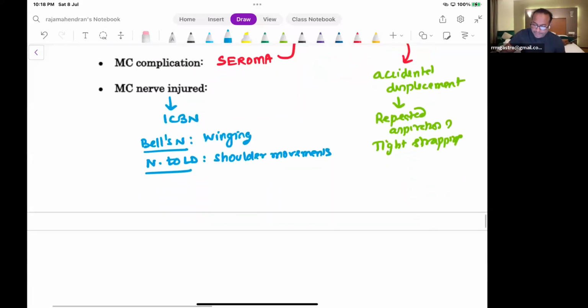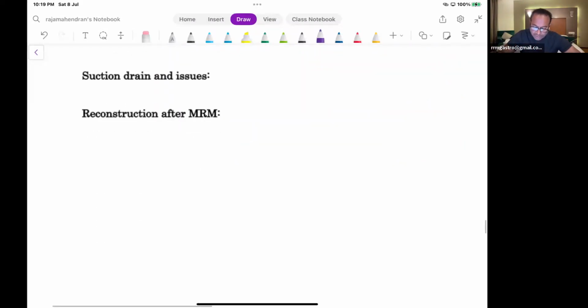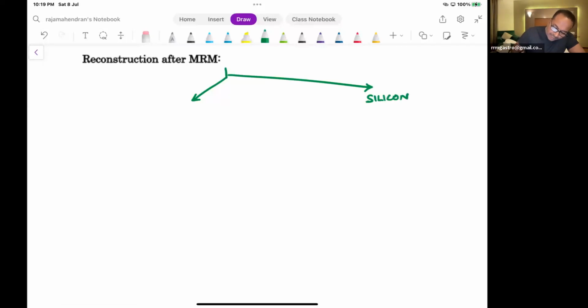That's all. Yes, pressure dressing or tight dressing. Yes, that is correct. Pressure garments are also available for these patients. So after MRM, we have to do reconstruction. What are the methods of reconstruction? Silicone implant and autologous tissues. Autologous tissues means the patient's own tissues.